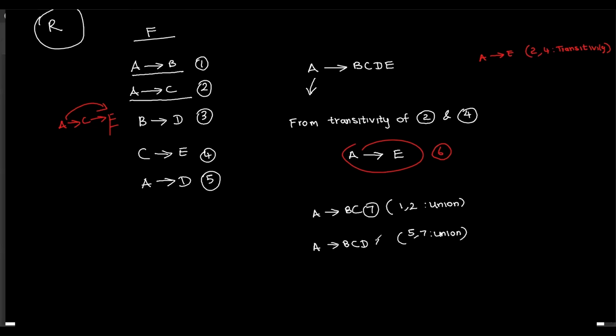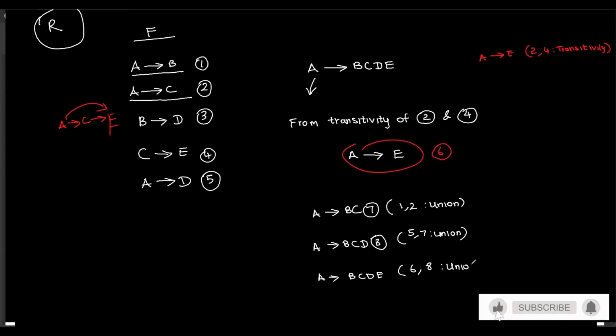And then let's say this is 8. So A functionally determines BCDE. How is that possible? I'm using 6 and 8, the union of 6 and 8.